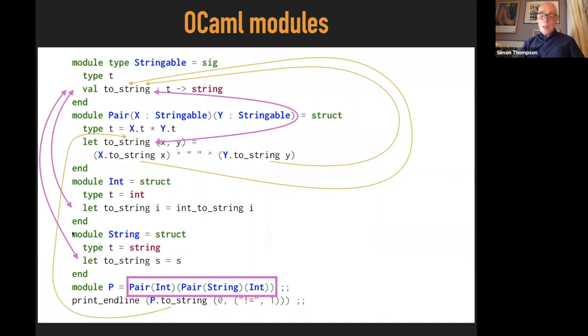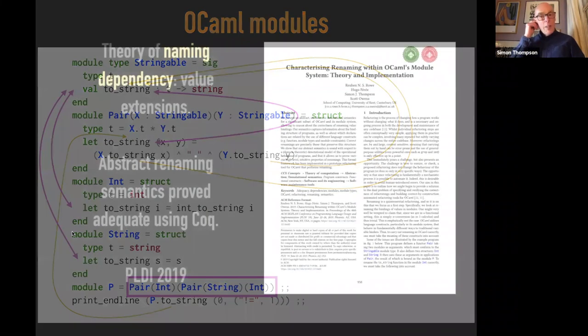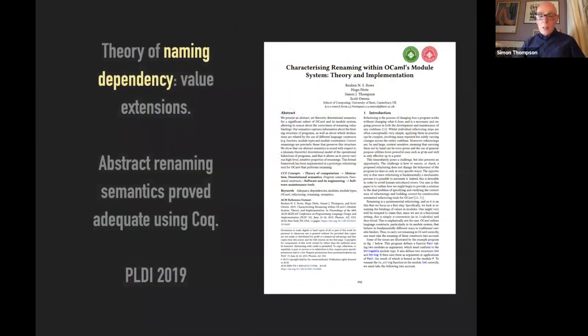So what we built in this paper, which we had in a conference last year, was this notion of a theory of naming dependency. I wanted to give this as sort of evidence of how refactoring takes you right into the heart of the language, in order to understand what is going on when you want to rename.